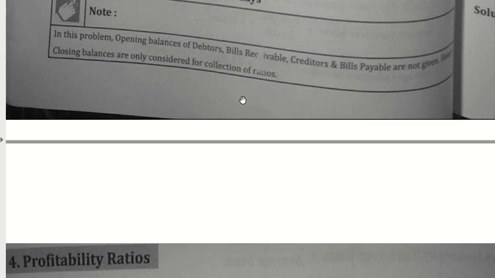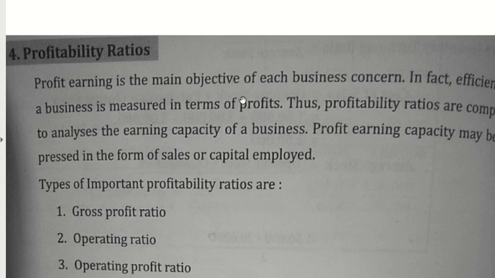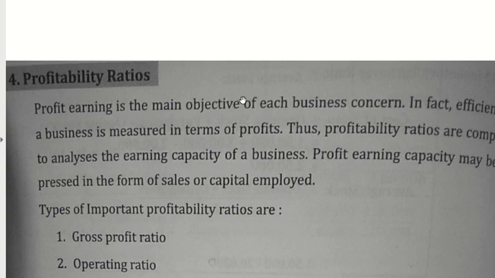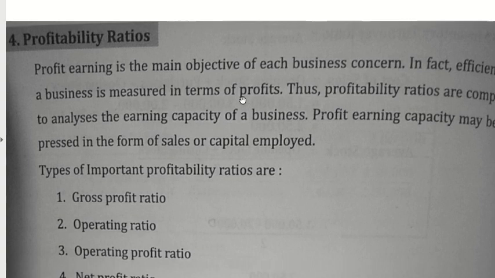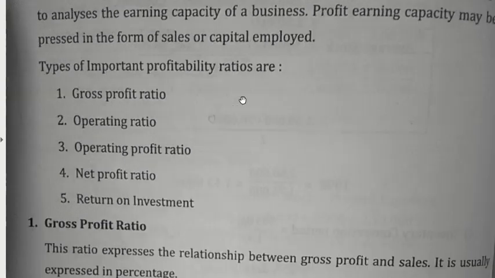So closing balances only you will take for calculation of your collection average period. So the next set of ratios that we have is the profitability ratios. Profitability ratios, very important in an organization, measure the profits of the organization, how efficiently an organization is working towards the profit. There are various ratios which help to analyze the earning capacity of a business.